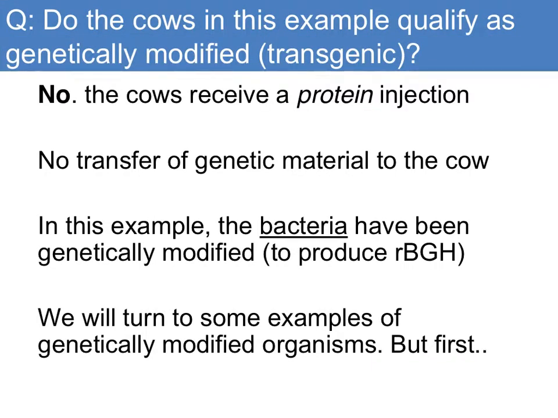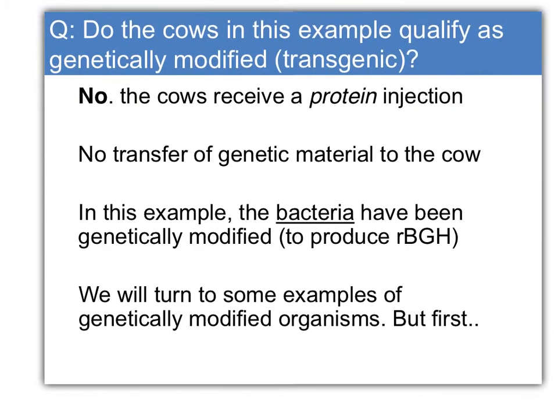Okay, now the thing is, you're making BGH for the cow, because that way you can take it, inject it into the cow, and they'll make more milk. You're not actually changing the cow in this case. The transgenic organism is actually the bacteria that now has a cow gene in it.